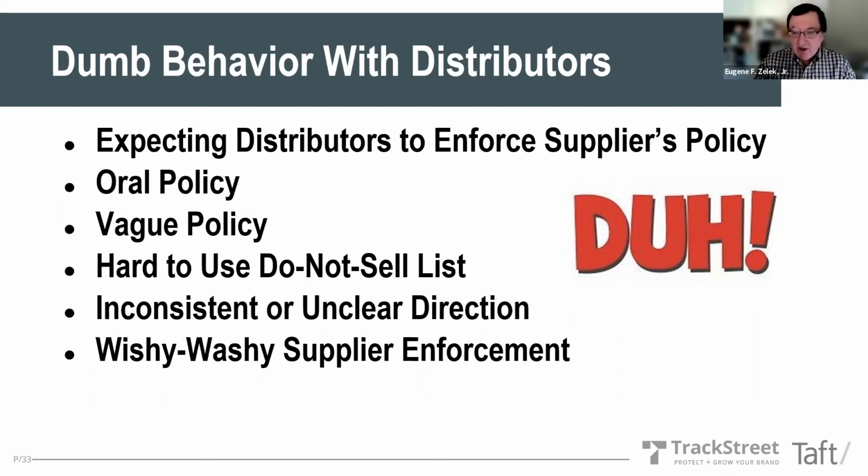When you cut somebody off, you have to tell them, you tell your distributors not to sell this particular reseller. And you commonly use a do not sell list. Some manufacturers provide them, but they're really obtuse and hard to use. Inconsistent or unclear direction from the manufacturer, or wishy-washy enforcement by the supplier itself, will cause all kinds of problems with distributors.